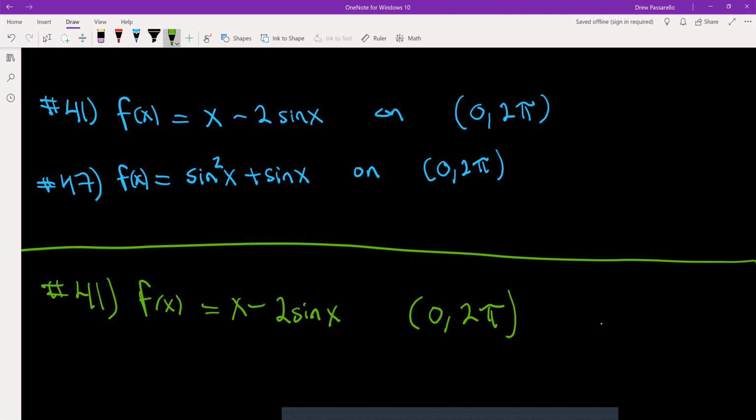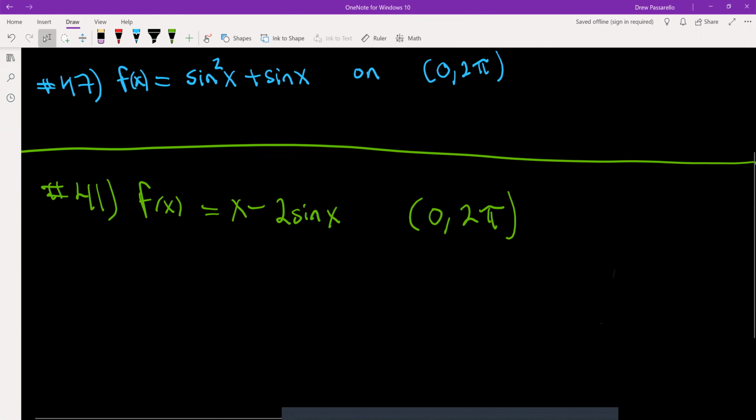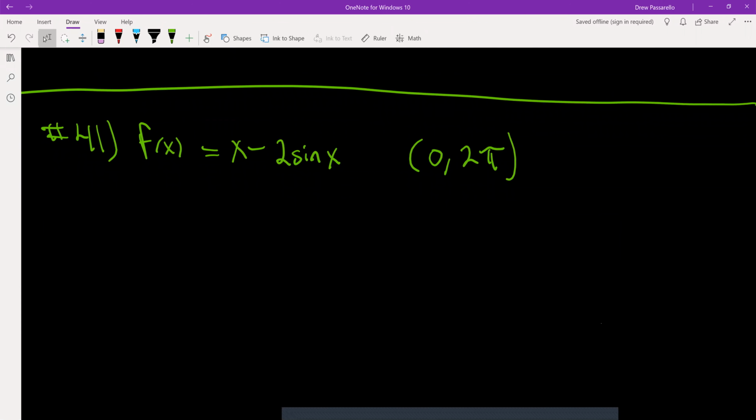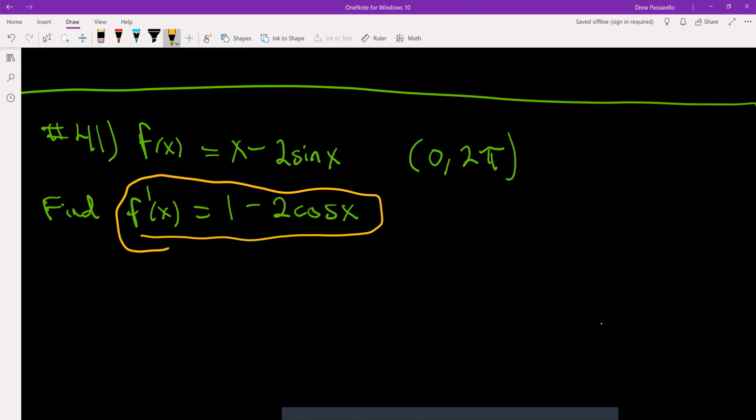so to apply the first derivative test, that means we basically need to determine the relative max and relative min. And in order to do that, we need to first find our critical numbers. And to find the critical numbers, you have to find the derivative. So the first thing I'm going to do is find f prime of x. That's going to be equal to the derivative of x is 1, and the derivative of sine is cosine, so it'll be 1 minus 2 cosine x. All right, that's the derivative. I'm going to circle this because you'll be using that later on.